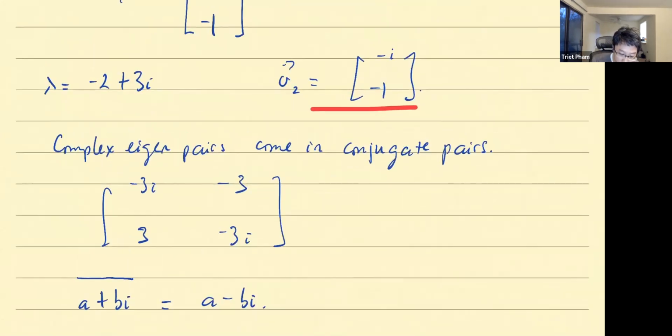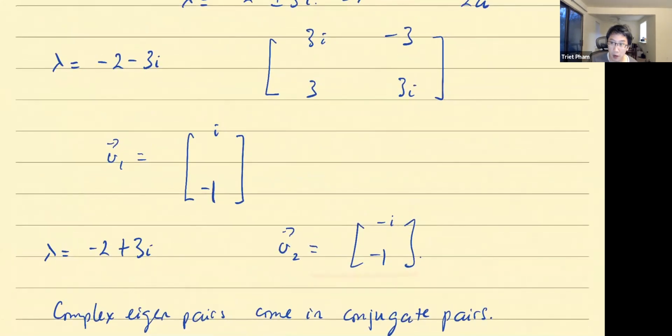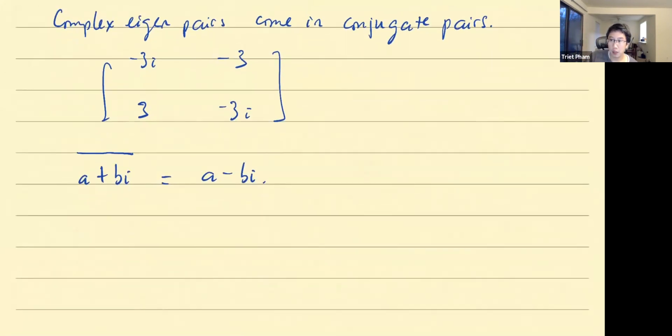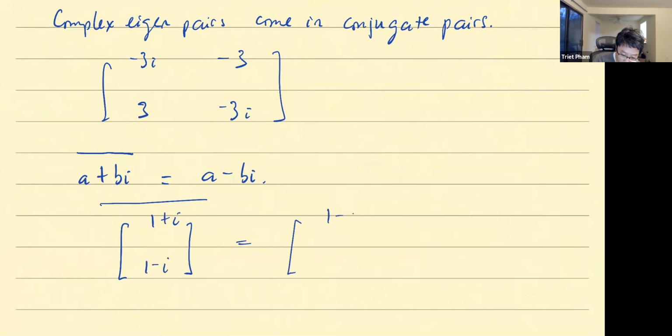What about the eigenvector? Why are they conjugate? By the way, what do we mean by conjugation of vectors? That means you conjugate each entry. For example, let me just do this. Let's say 1 plus i, 1 minus i, as a vector. If you conjugate this vector, it becomes 1 minus i, 1 plus i. Okay.